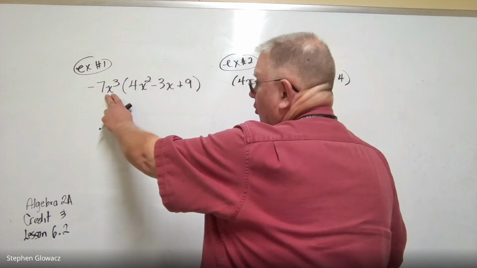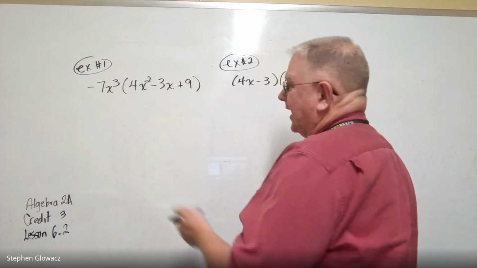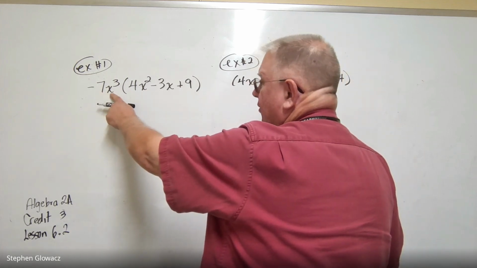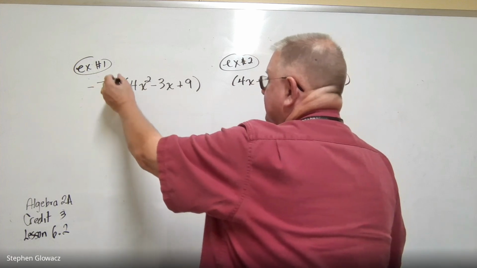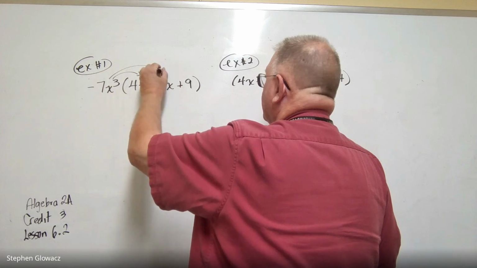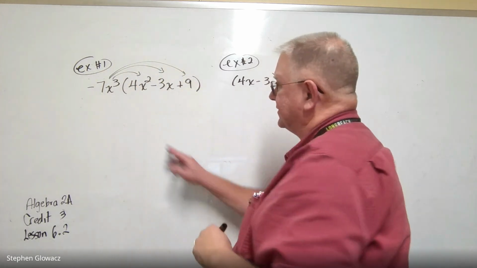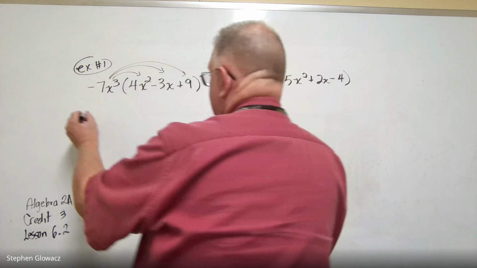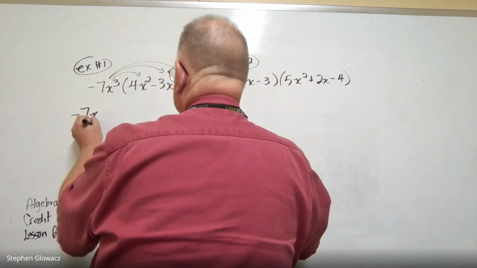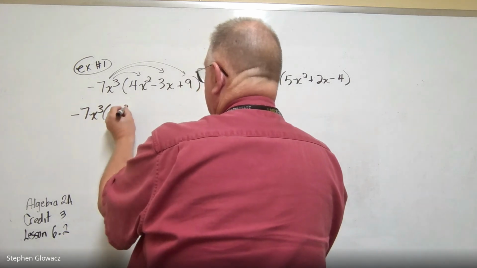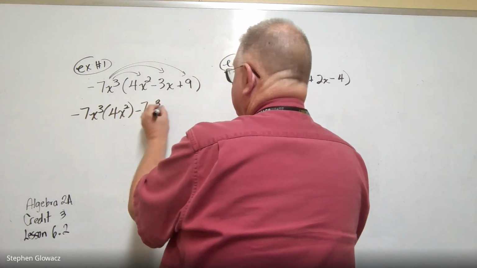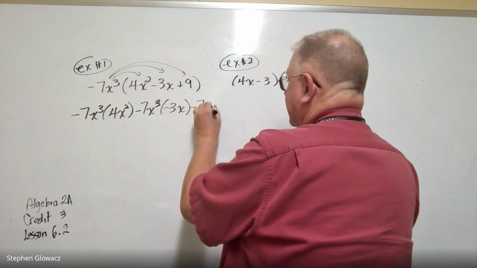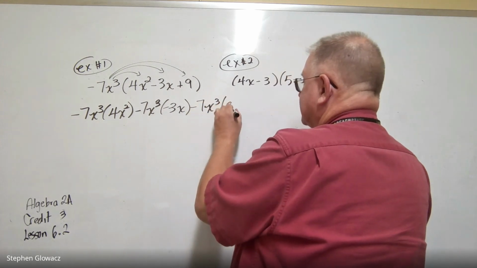When you have a term that's next to parentheses, that indicates multiplication. What we have to do with this negative 7x to the third that's outside the parentheses is to multiply it, or distribute it, to all three terms inside the parentheses: the 4x squared, the minus 3x, and the positive 9. So let's go ahead and do that. Negative 7x to the third times 4x squared, negative 7x to the third times negative 3x, and negative 7x to the third times positive 9.